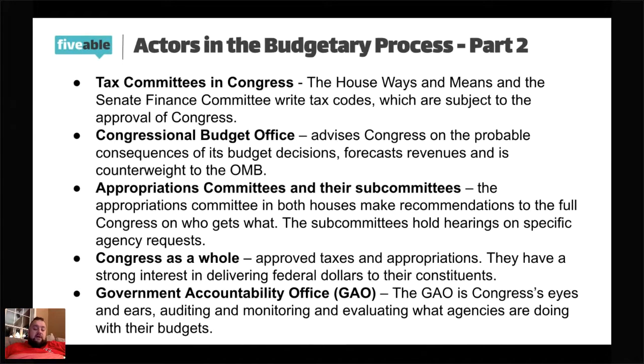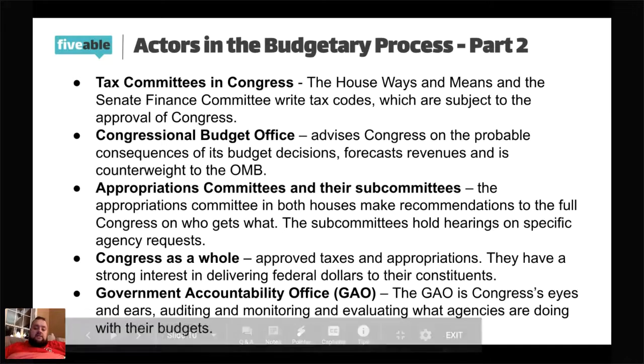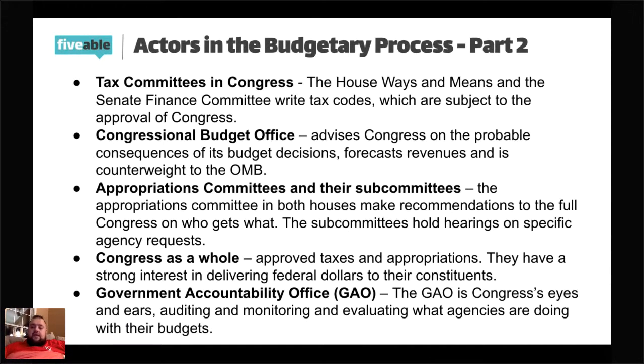The Congressional Budget Office is another one, and it advises Congress on the probable consequences of its budget decisions. So how much money they might bring in because of a bill, or how much that bill is truly going to cost the Congress to pay for, okay? And so the CBO is a big part of it.